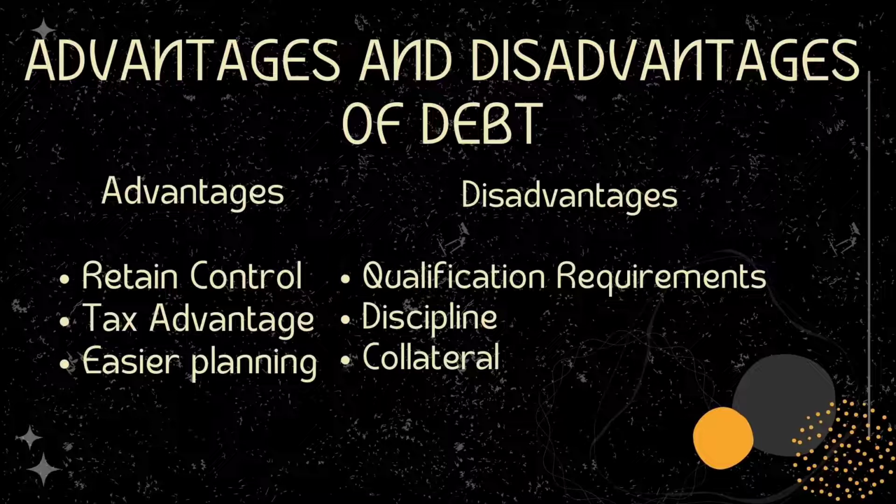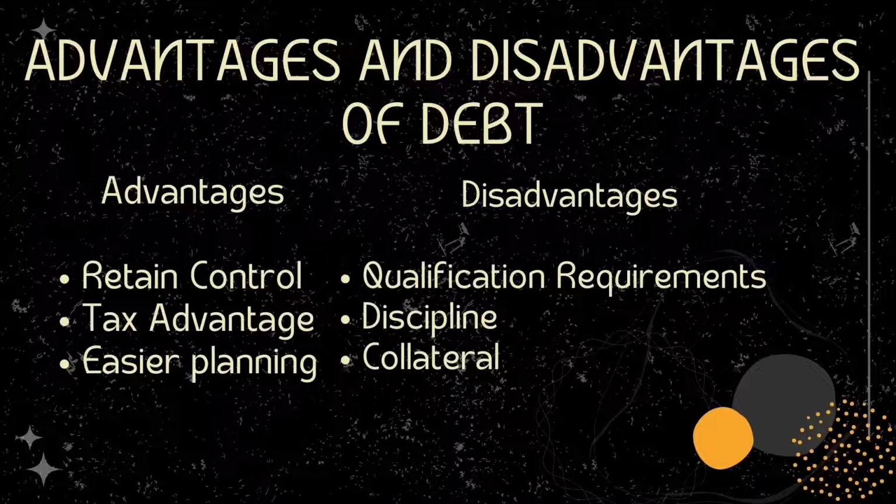Tax advantage. The amount you pay in interest is tax deductible, effectively reducing your net obligation. So it's good news. Easier planning. You know well in advance exactly how much principal and interest you will pay back each month. This makes it easier to budget and make financial plans.